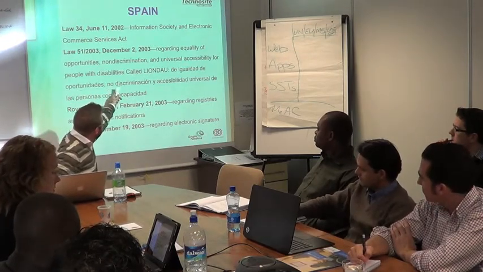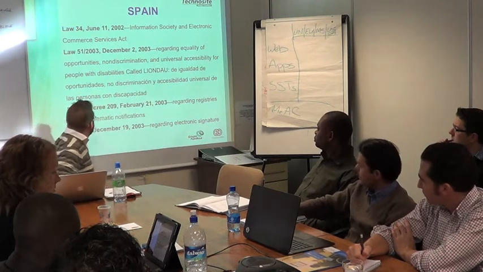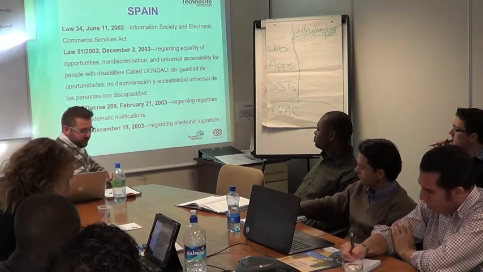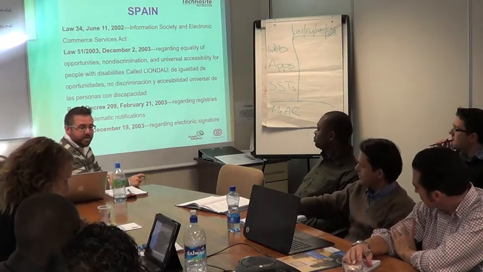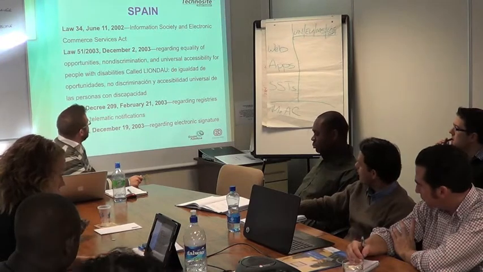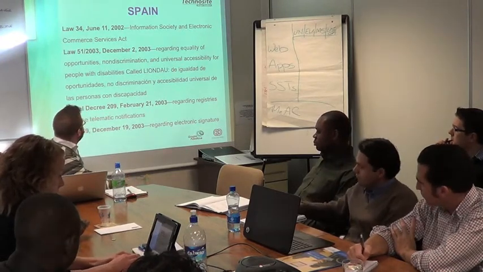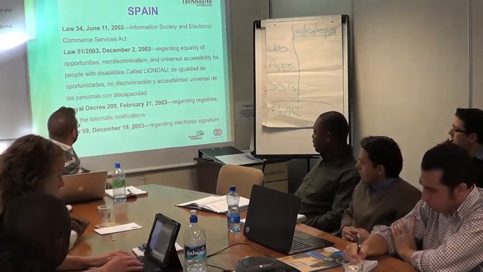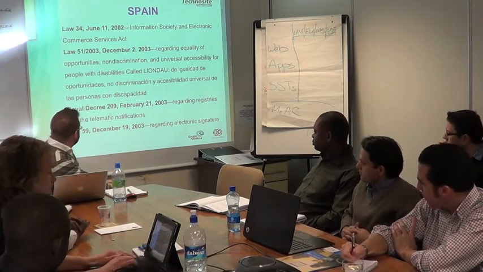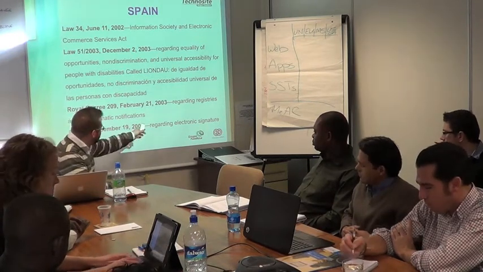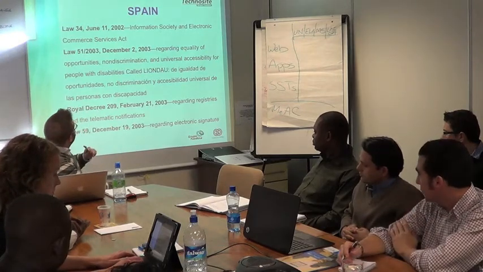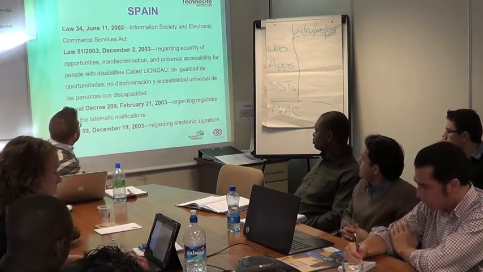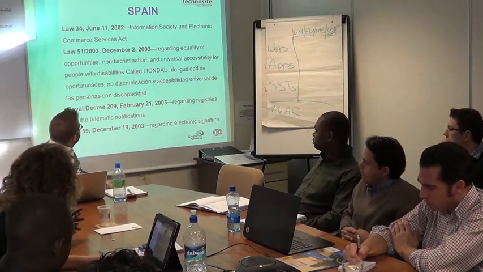equality of opportunities, non-discrimination, and universal accessibility for people with disabilities. It was created in 2003, so it's not super recent, but I'm sure on a case-by-case level it has been upheld and renewed and expanded. So, Royal Decree 209 of 2003, regarding registries and telematic notifications. Law 59 from 2003 regarding electronic signatures. Law 34, Information Society and Electronic Commerce Services Act. And Law 51 of 2003, which is Leondau.